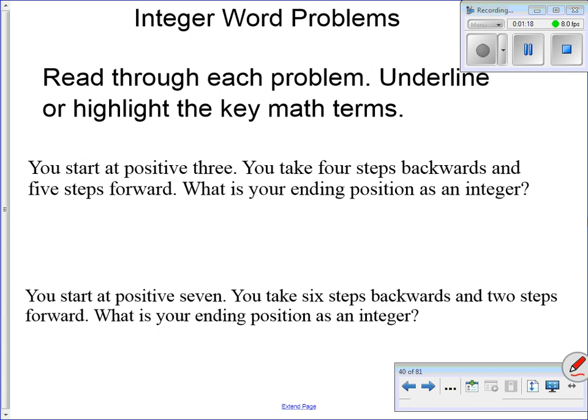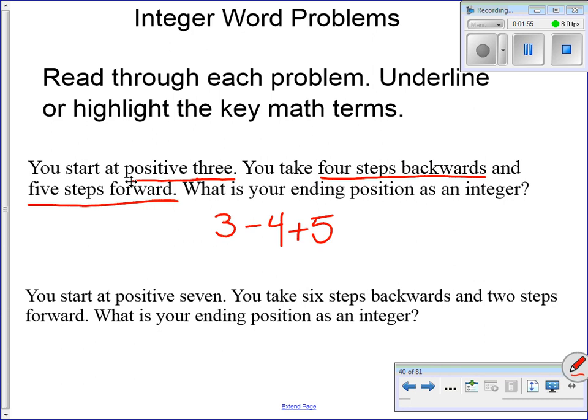You start at positive 3. You then take 4 steps backwards and 5 steps forward. What is your ending position as an integer? At this point, let's take the 3 pieces that we highlighted and create a mathematical expression out of it. This would be written as positive 3 minus 4 plus 5. We go back and double check what's highlighted with what I just wrote.